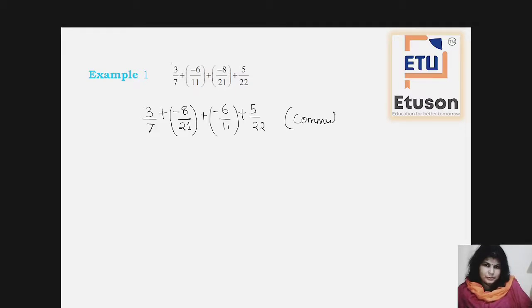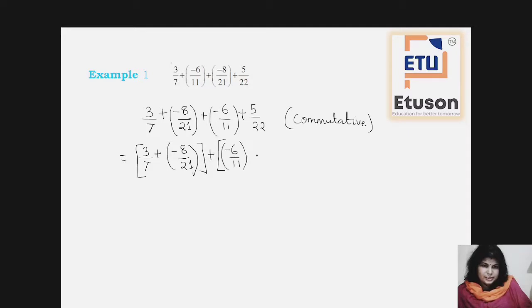So you have used the commutative property. Now using your associative property, you can just find the solution: 3 by 7 plus minus 8 by 21. Correct? So this you take as a group. In the associative property, here you are using your associative property to find the solution.